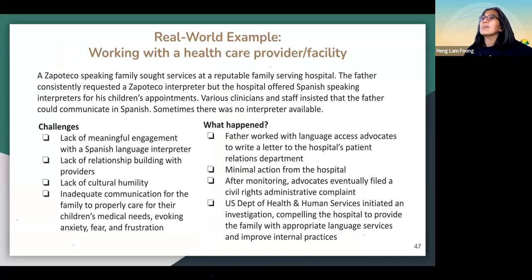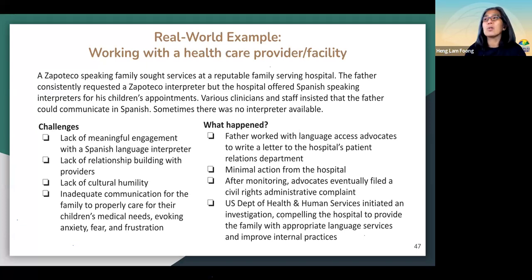Next slide, please. So the next 4 slides, the 4th one will be interactive, asking you for your input, but I wanted to give you some real life examples on how language access has been asked for and how advocates have used different tools to ensure that it is provided to the individual. This first example here, and I apologize for all the text, is at a family serving healthcare facility.